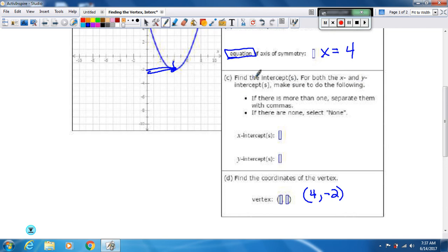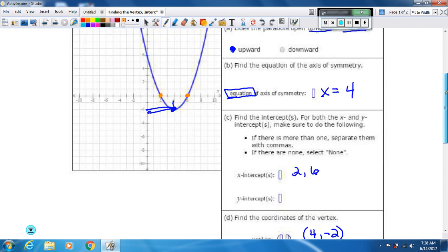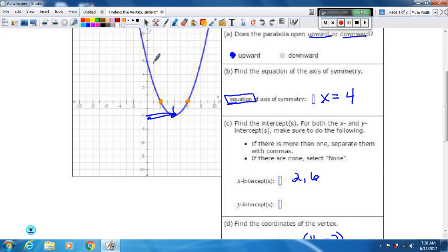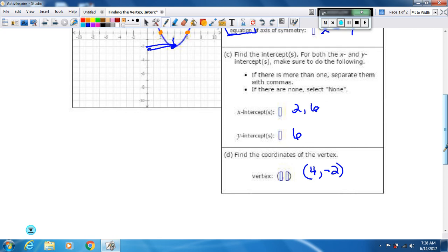Now, the intercepts for both the x and y axis. The x-intercept is where it crosses the x-axis. So we've got right here it crosses and right here it crosses. So the x-intercepts are at 2 and 6. And the y-intercept is where it crosses the y-axis. So that happens to be right here, and that is at point 6 on the y-axis. And that problem is complete.